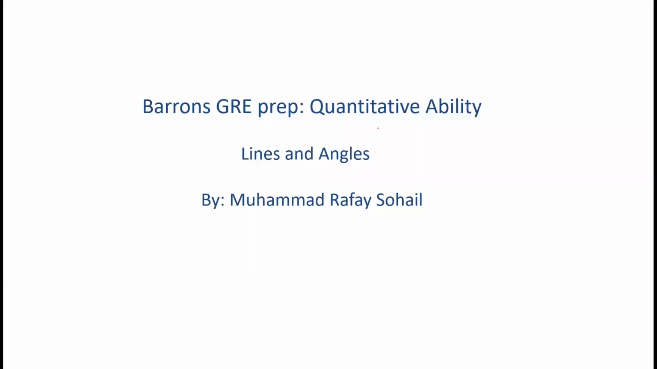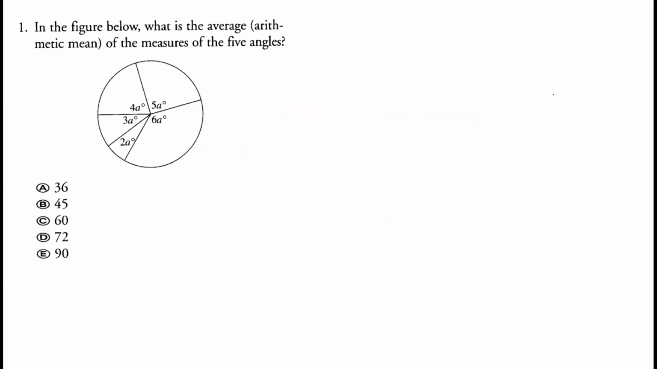So today we'll be doing lines and angles. The first question is: in the figure below, what is the average of the measures of the 5 angles? Now, in a circle we have 360 degrees, and we have 1, 2, 3, 4 and 5 angles. Now 360 divided by 5 is 36.